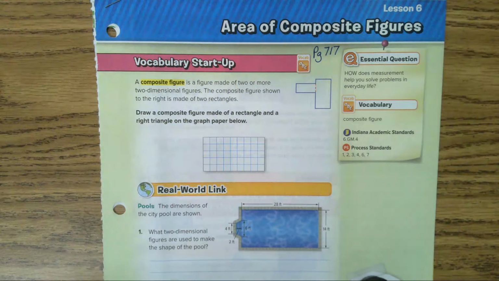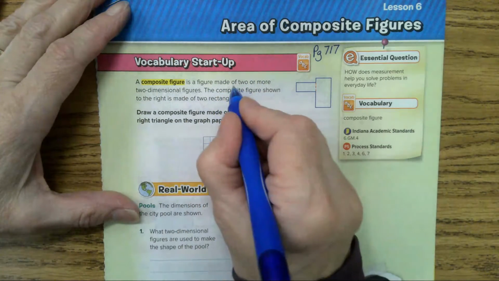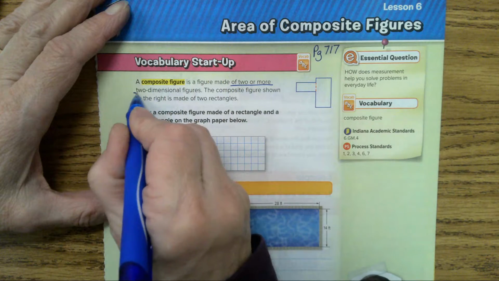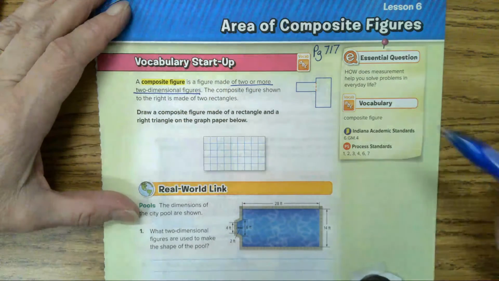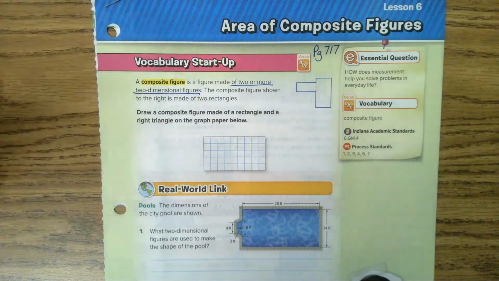Now, what is a composite figure? It is a figure made of two or more two-dimensional figures. This one over here to the right, it's made up of two rectangles. Sometimes it's a rectangle and a triangle, or a parallelogram and a rectangle.